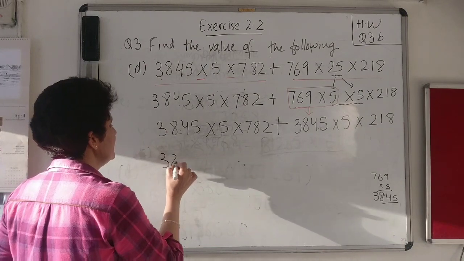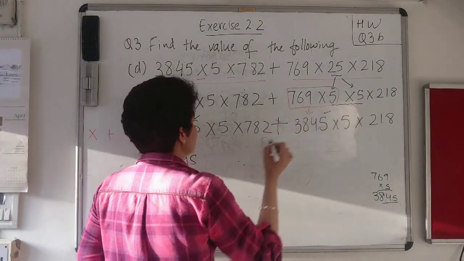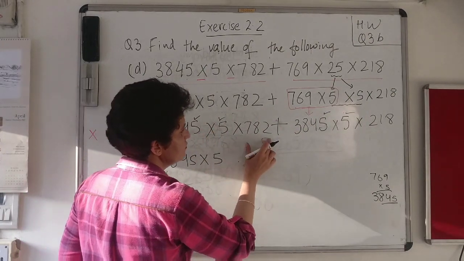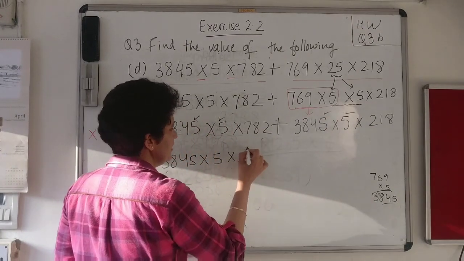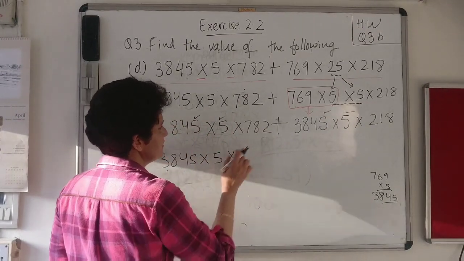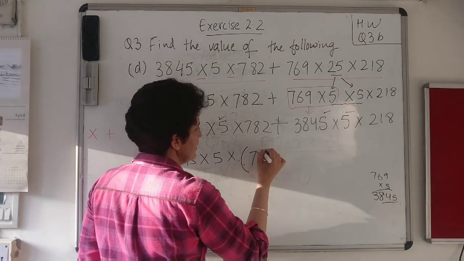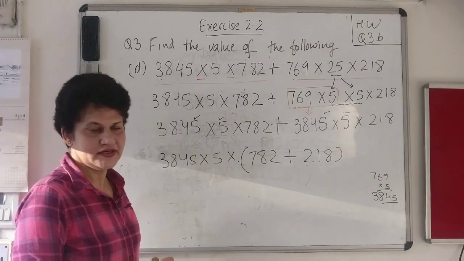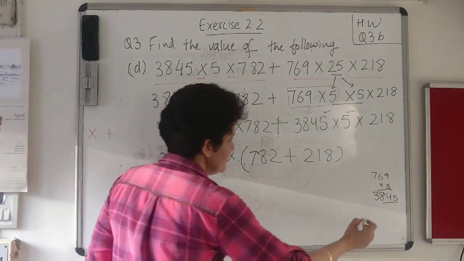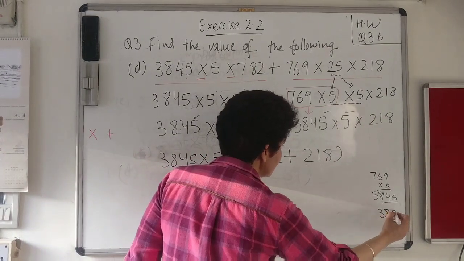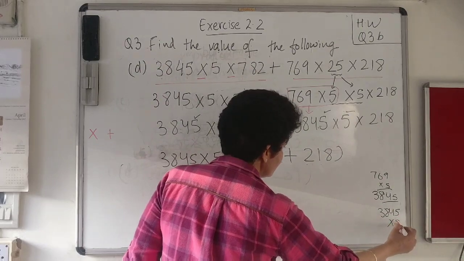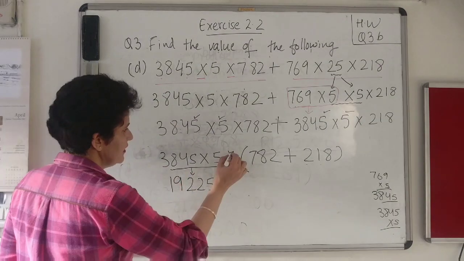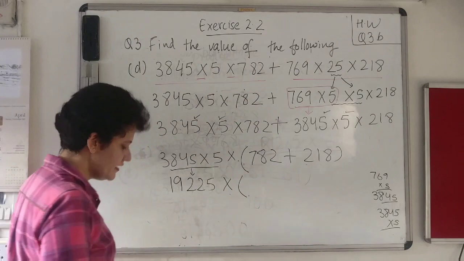So I will write 3845, which is common. I can see it on both sides. 5 is also common. I'll take it out into 5, and then 782 and 218 are not common, so I'll write multiply. And then these both are outside. 782 is left. I'll write it over here, and then I'll write plus and 218. To multiply 3845 into 5, I'll multiply. I'll get 19,225. I know you cannot do it mentally. That means 19,225 is over here. I have a multiplication sign. I'm writing it. And let's add these 2.